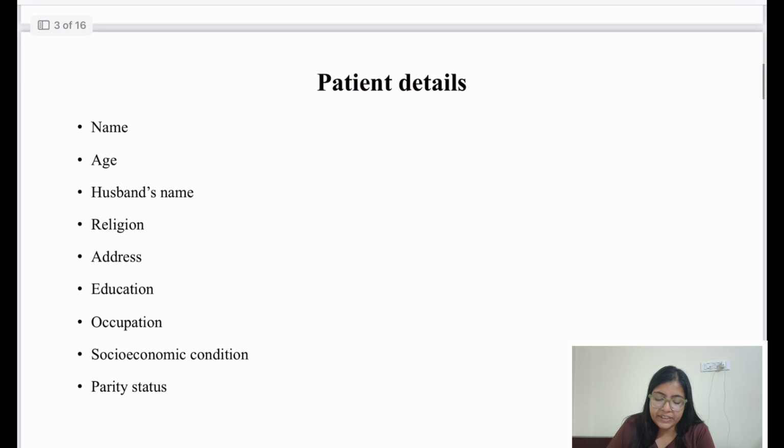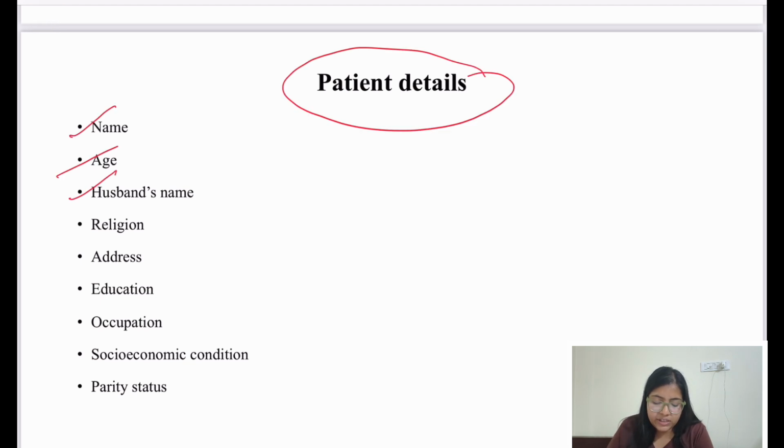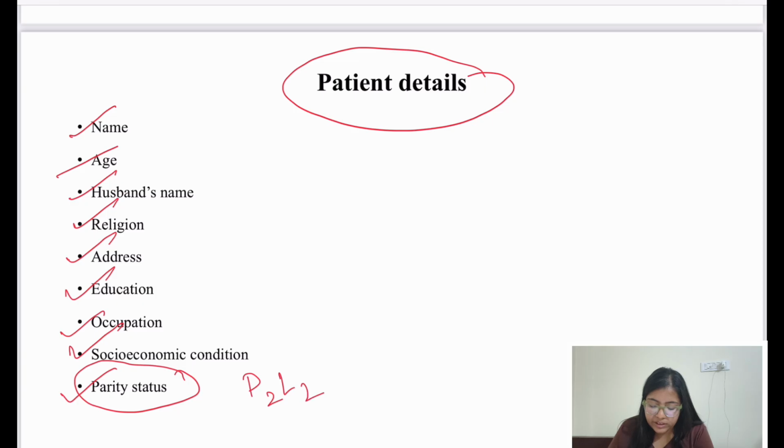So the first thing is patient details, as in any history, which includes name, age, husband's name, religion, address, education, occupation, socioeconomic condition, and parity status. In OBS, I told you the importance of each point, and in OBS history there was LMP, EDD, POG, etc. But here you do not mention that. You only mention the parity status, like if she is para 2 living 2, or she is nulligravida, or she is postmenopausal. Whatever it is, you just mention it here.